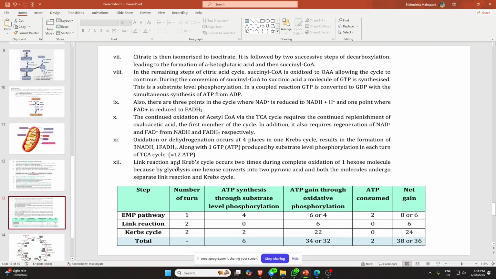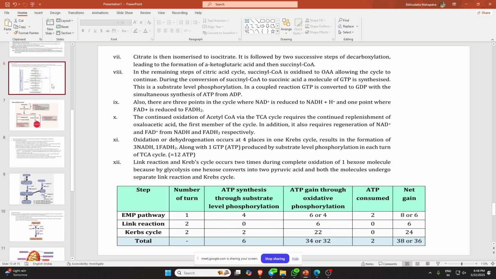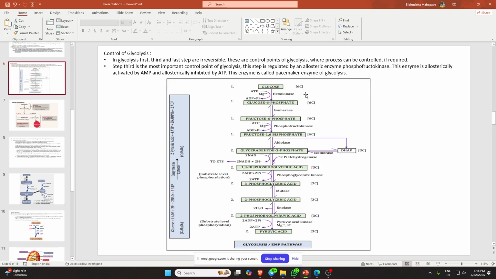So link reaction and Krebs cycle occur 2 times during the oxidation of one hexose molecule, because by glycolysis one hexose converts into 2 pyruvic acid, and both the molecules undergo a separate link reaction and Krebs cycle. Now see in the EMP pathway, the first glycolysis, what happened? ATP synthesis by substrate level phosphorylation over here. EMP pathway we will study. This is glycolysis. So here 2 and 2, 4. 2 is already being used, so net is 2 over here.